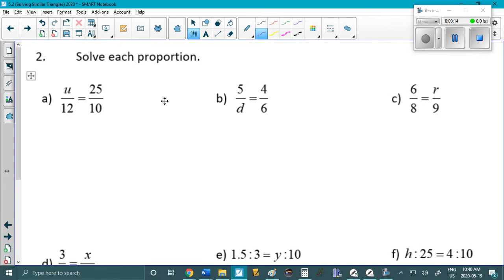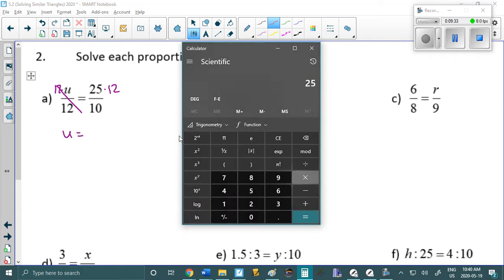All right, I would love for you to try A, B, and C. So please try A, B, and C, pause it, and then unpause it and see how you did. Okay, so our variable's on top, so we multiply by what's on the bottom. These cancel, and we get 25 times 12 divided by 10, which is 30.